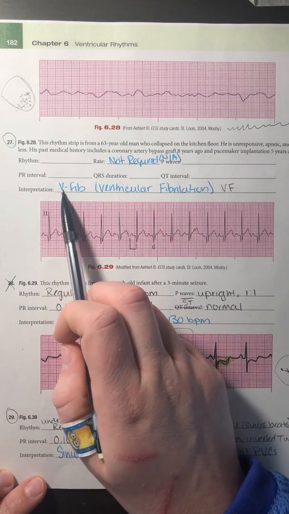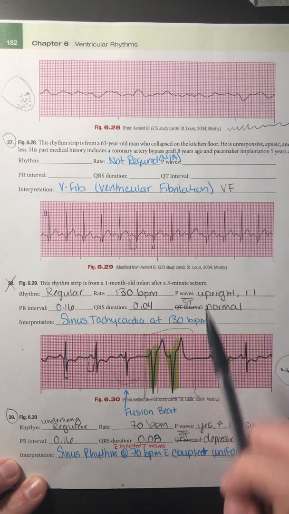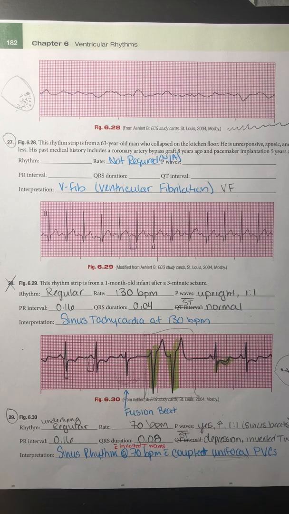So my interpretation, VFib, which is short for ventricular fibrillation. You could also just write VF. Obviously, there's no rate with this one, so we just leave it like that.